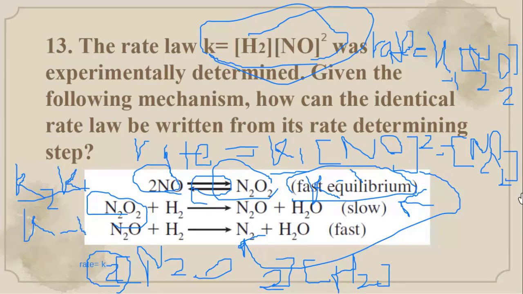which is the reverse of the fast equilibrium, will give us NO squared times H2. I don't really have room to write H2, but basically we're going to have this, but with k2 times k1 over k negative 1. So basically, I think this equal should have been right over here. Rate law is equal to k.